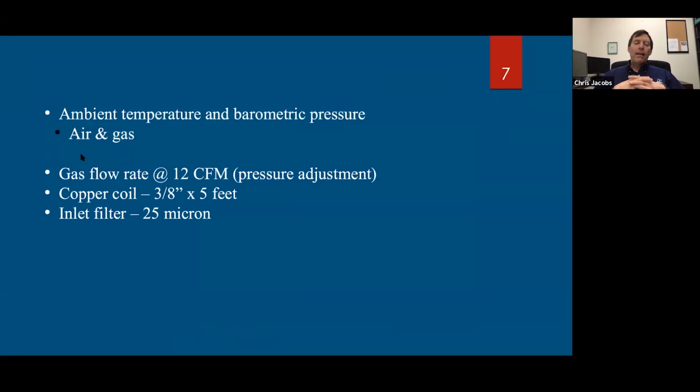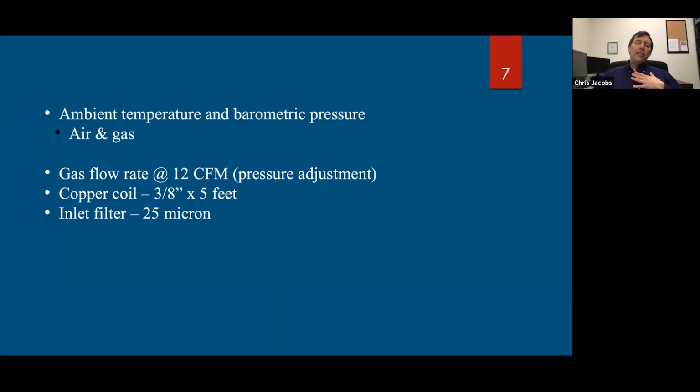Okay, now I mentioned that in order to have an accurate comparison, we need to have both the air and the gas at ambient temperature and barometric pressure. That's to do an apples to apples comparison. Obviously, we are pulling air in at ambient temperature and at barometric pressure because it's coming from the environment in the room, in the lab, in the field. How are we going to control or adjust the temperature of the gas and the pressure of the gas?